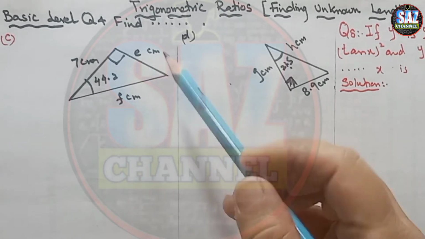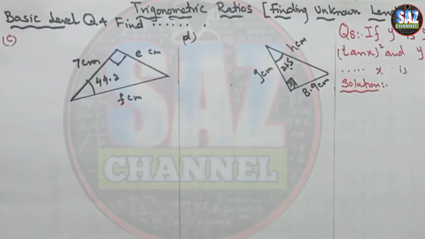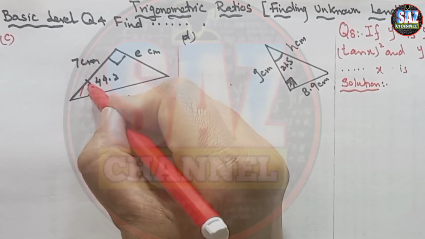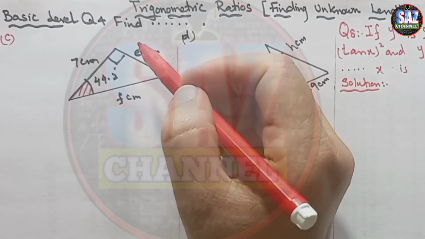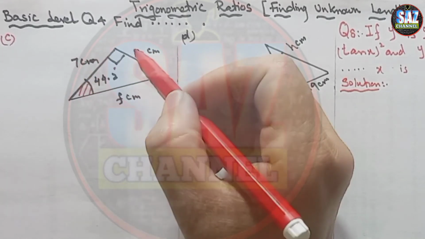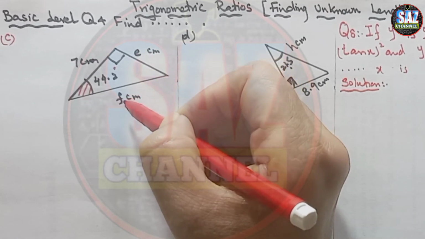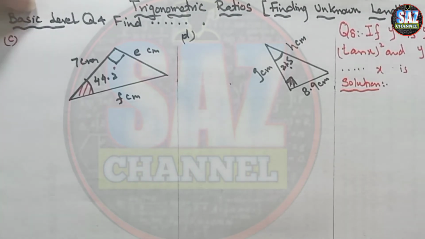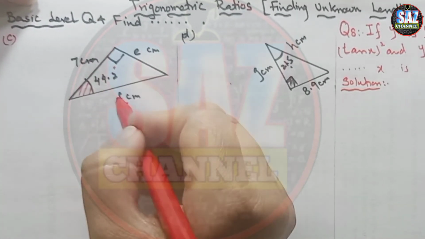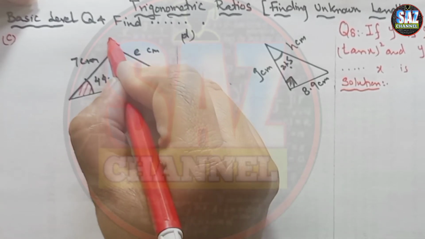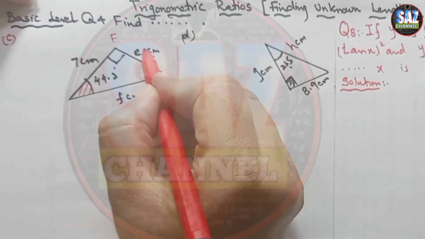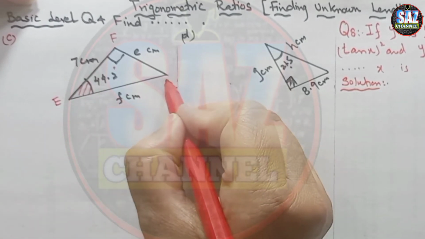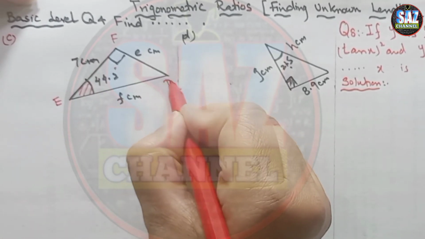In part C, the given situation is that one of the acute angles is given, that is 44.2 degrees, and the rest of the sides are given. One is 7 centimeters, one is E centimeters, and one is F centimeters. Now it's important to mark the vertices according to the situation. This side is F centimeters, so this vertex will be capital F, and this is small e, so this will be capital E, and this can be any letter D, E, and F.